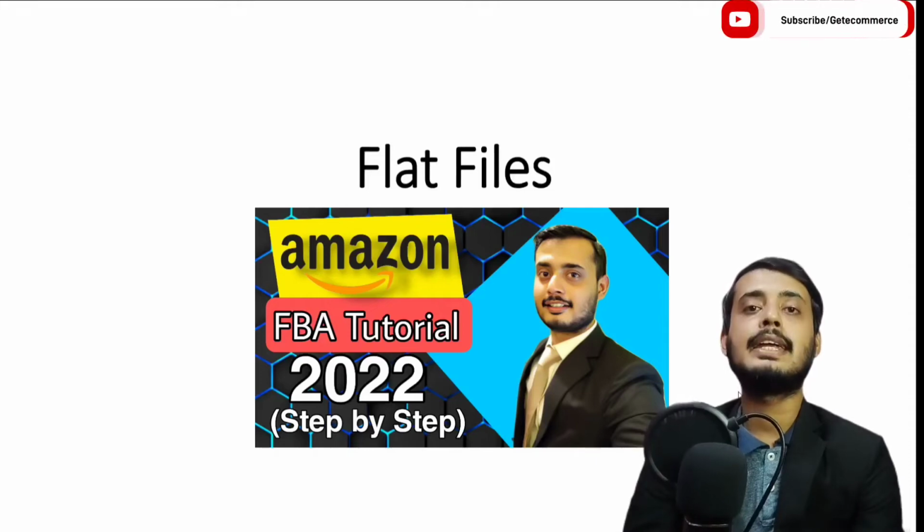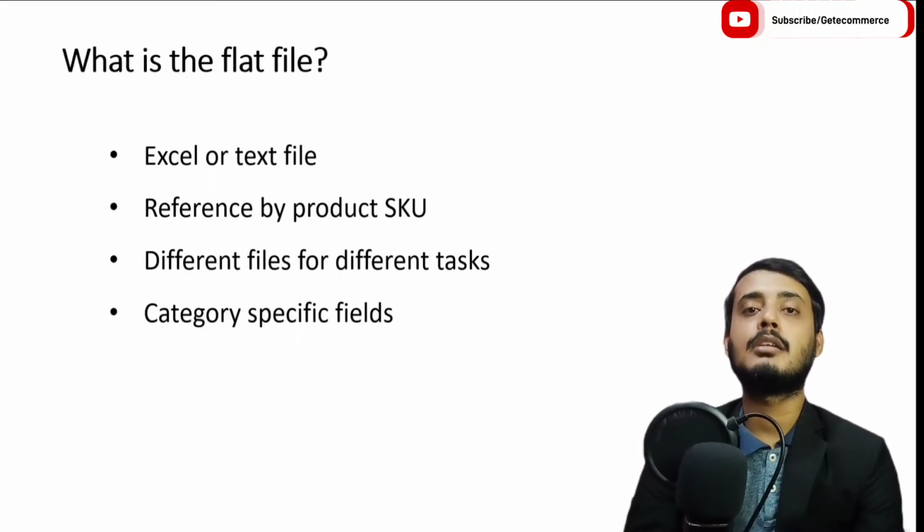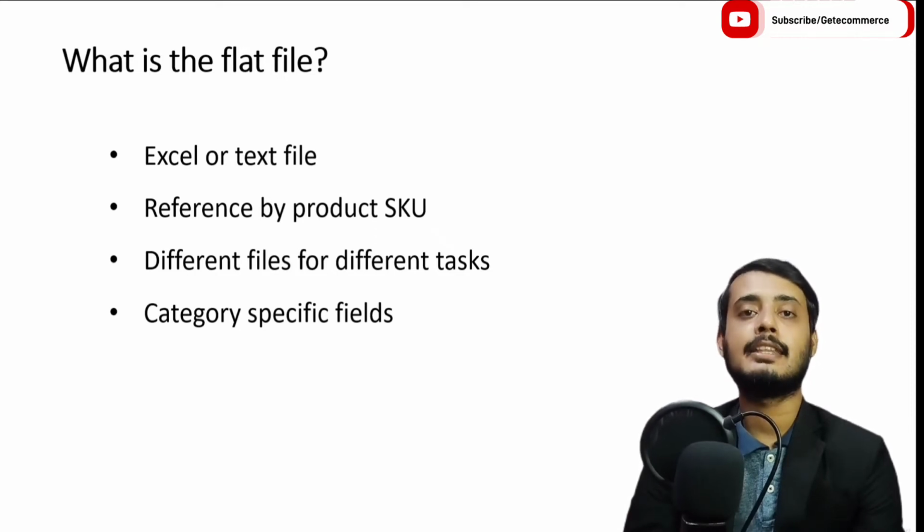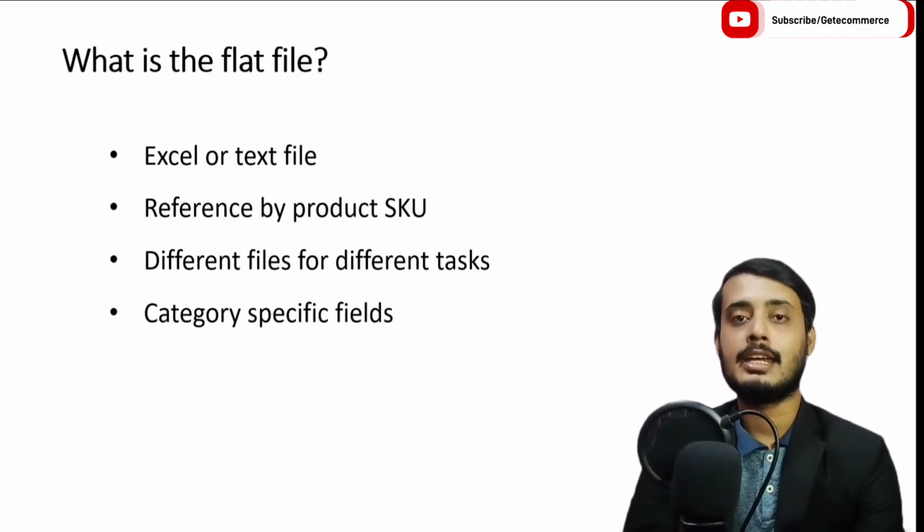If you want to create or amend products in bulk, this is done by way of a flat file. A flat file is an Excel or text file which contains the product details. It is referenced by the product SKU, which is called stock keeping unit. That is the stock number you give the product in the inventory details.